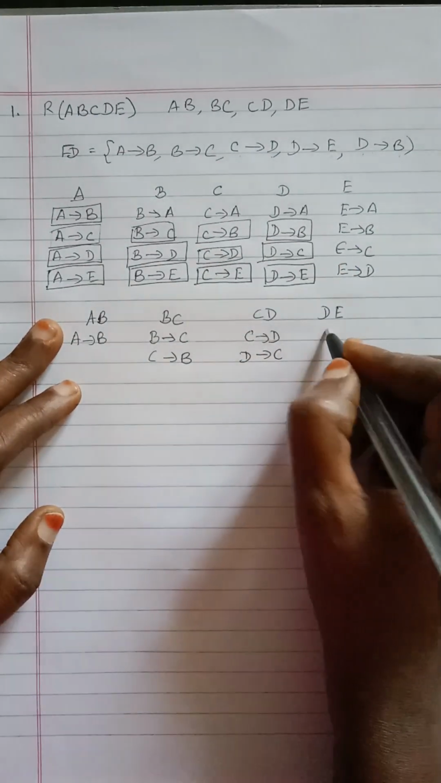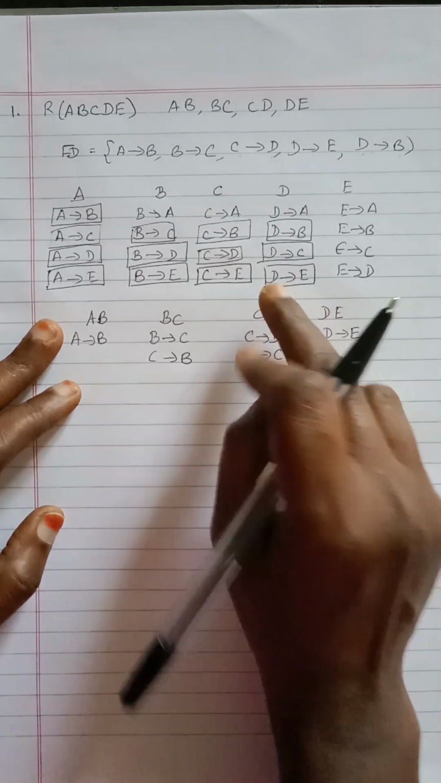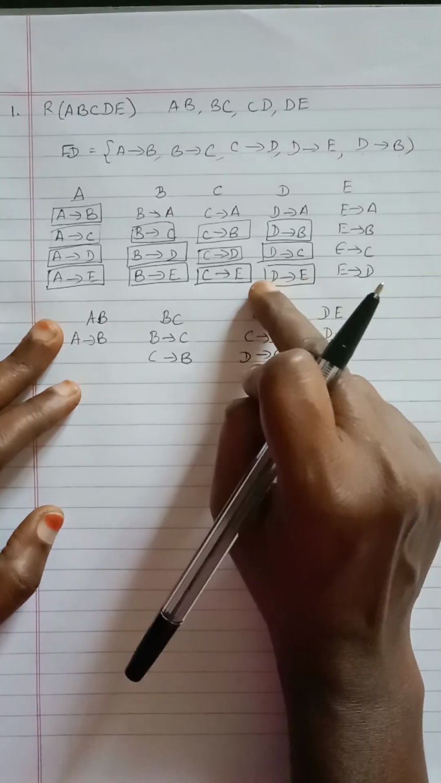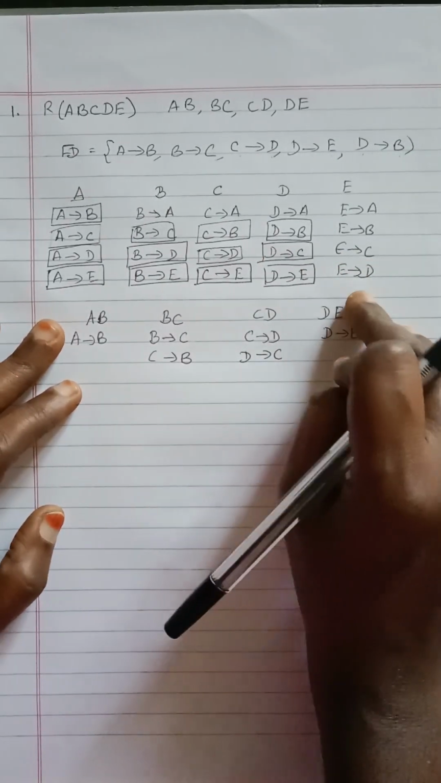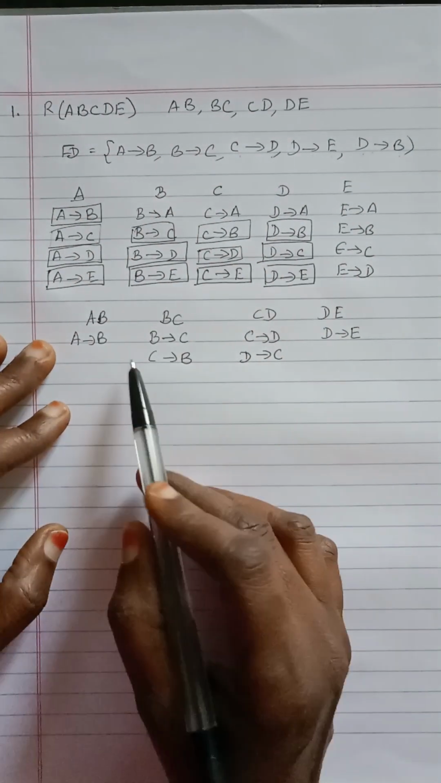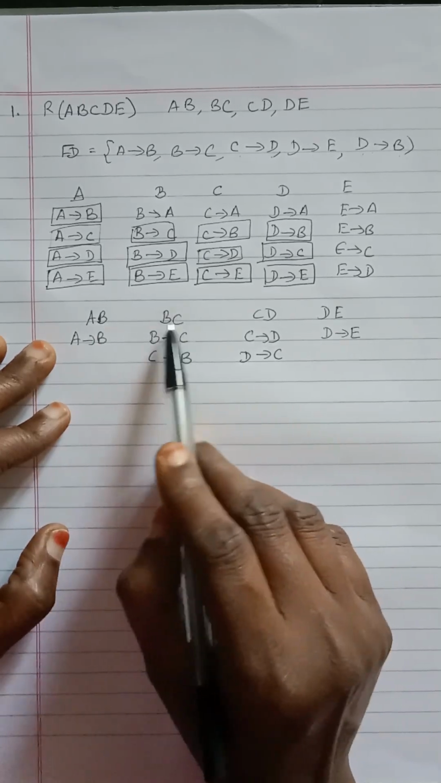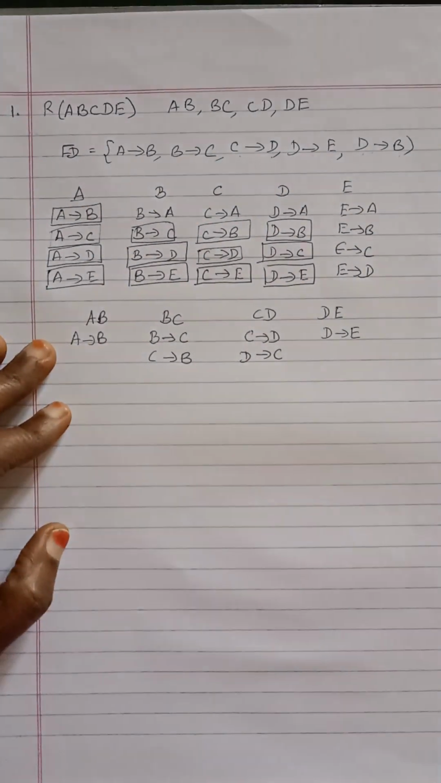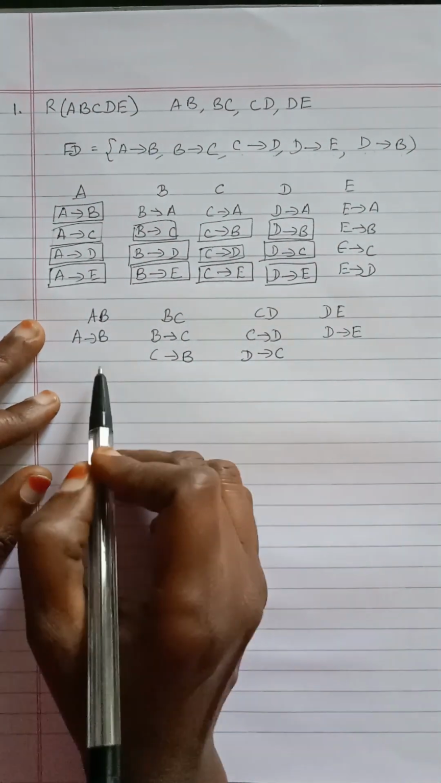Next DE. From DE we can write D tends to E. E tends to D is not there, so we can't write that one. So we write the functionalities which are coming into these relations: AB, BC, CD and DE. Now we check the dependency preserving.